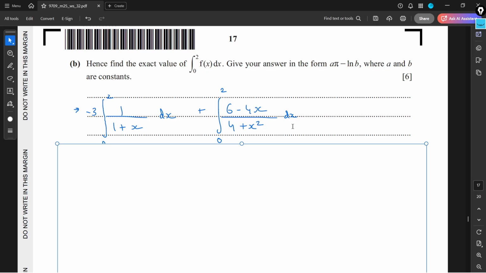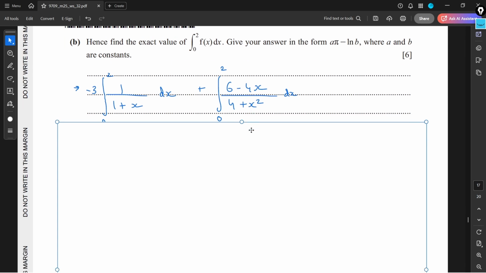The reason behind doing this is, for the first part, when I get 6 over 4 plus x squared, I can use the equation of integration of 1 by a squared plus x squared. So over there I can use the tan inverse formula. And then for the second term, minus 4x over 4 plus x squared, I can use the reverse chain rule basically, where ln of the bottom part is what I'm going to get. So yeah, let me show you how I'm going to do this.